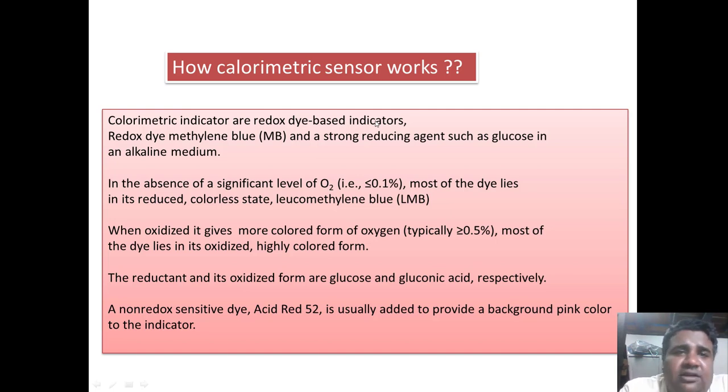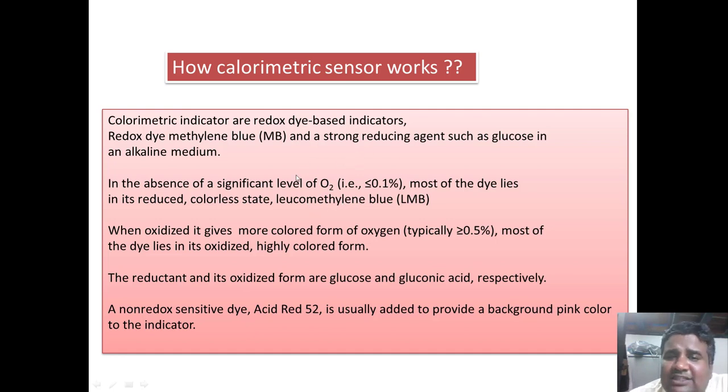So the same is the story here that I am explaining. These are working on a redox dye based indicator. Actually there are two things. One is the redox dye methylene blue, and another is a strong reducing agent, that is glucose, in alkaline medium. So in the absence of a significant level of oxygen, most of the dye lies in the reduced, colorless state, and it will be leucomethylene blue.